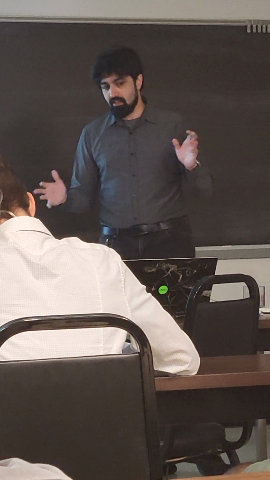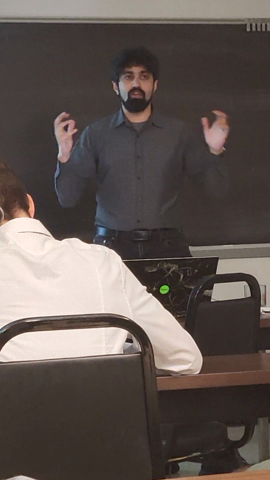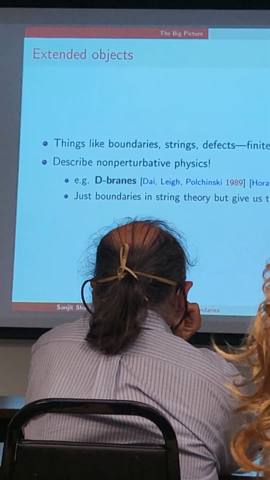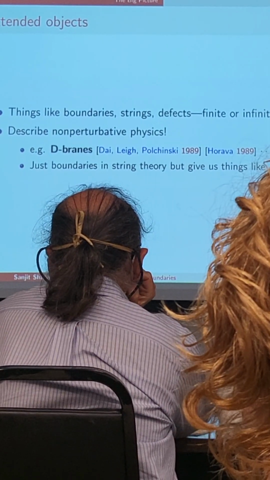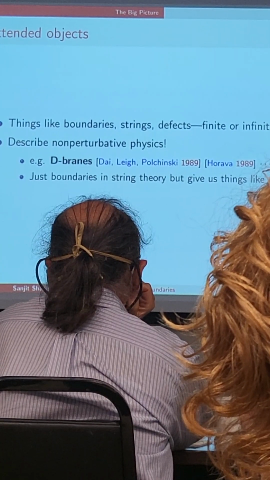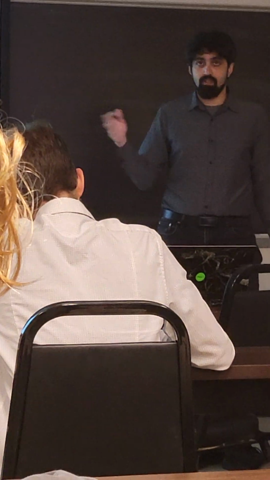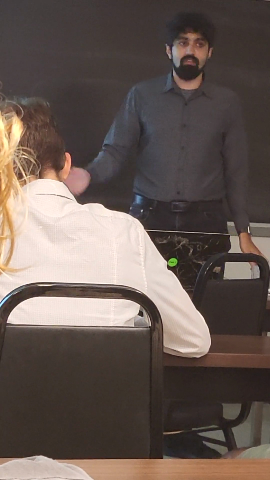So now let's talk about extended objects. This is a catch-all term for basically any object that has finite or even infinite size. So any objects that are large, like boundaries, strings, defects, and these are non-perturbative because they have some finite size. You don't treat them as being small. In string theory, the classic example is the idea of D-branes, which are boundaries on which strings propagating in space-time will end. These D-branes have been really important in the development of string theory, particularly in the 90s, and were even the reason we were able to make the statement of AdS/CFT in the first place.